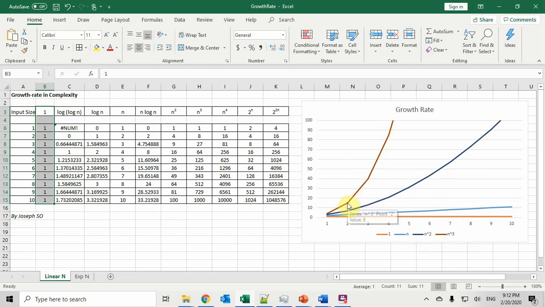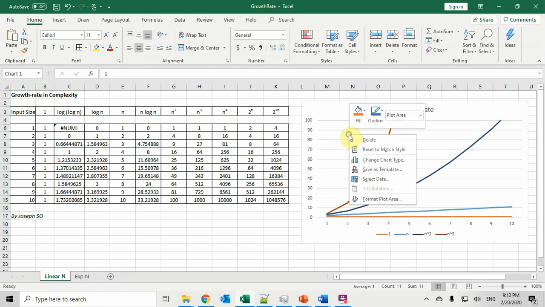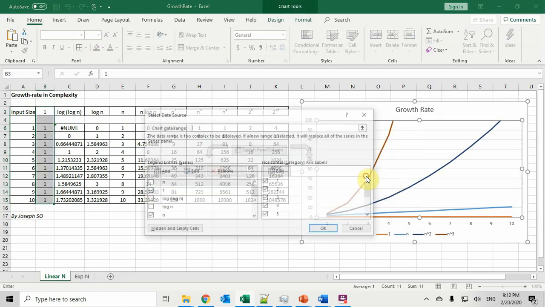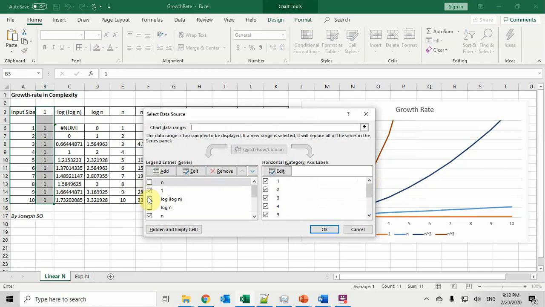So you can see that n squared is actually growing much faster than n. So it is a simple idea. So how about the logarithmic function?